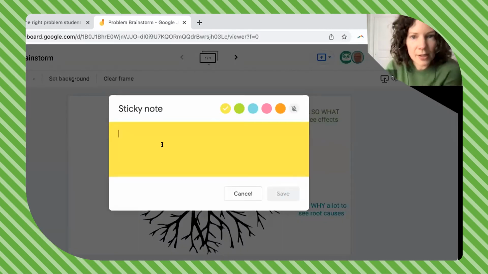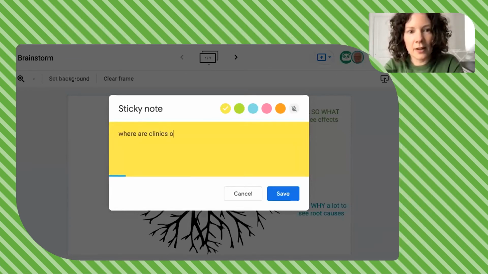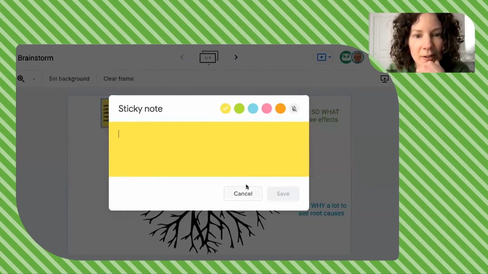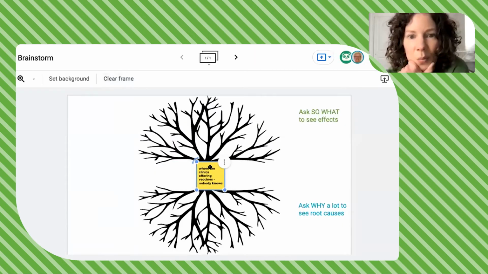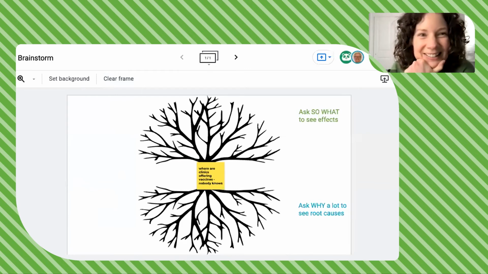So let's see, sticky note. Where are clinics offering vaccines? So maybe the problem is nobody knows. Yeah. Okay. That is going to be our first thing that we start asking why and so what. All right. Are we ready, Sarah Jane? Yeah, let's do it. Folks, as well, remember to keep going in the chat. If you've got a why is this a problem, pop it in there.